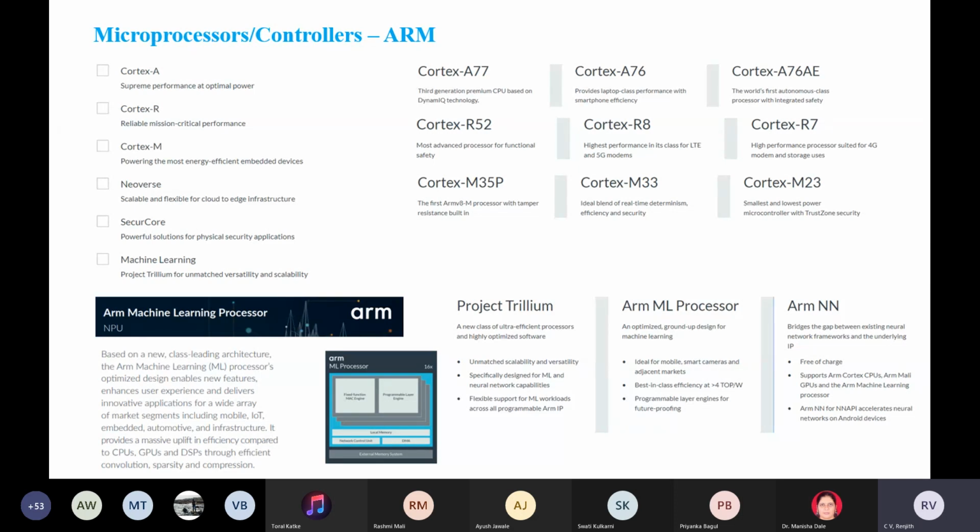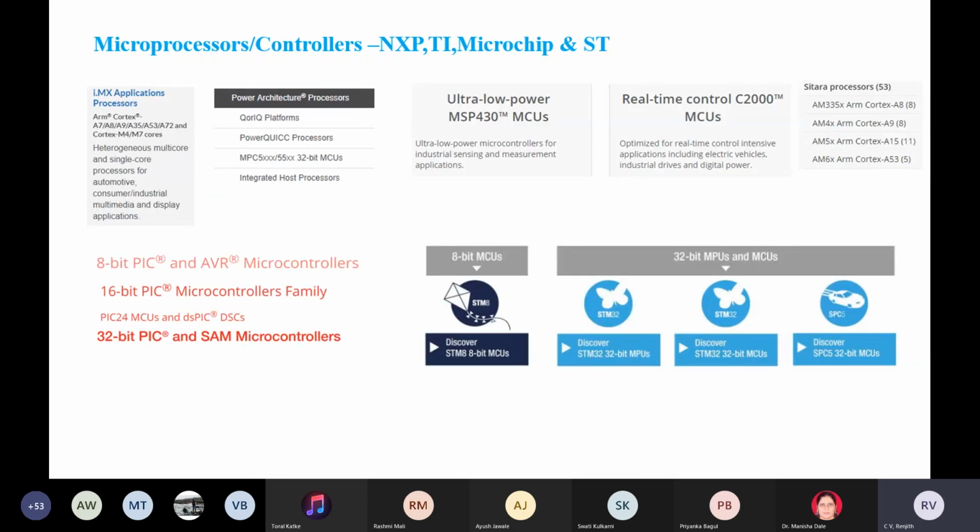For that you need to learn the architecture. There are different types of processors in ARM, including special processors for neural networks, machine learning, cloud and security. Again, I'm telling you, without knowing the architecture, you cannot develop a program. So you must learn the ARM processor. There are other processors also, like x86 or PowerPC and so on, but learning ARM is the most important thing.